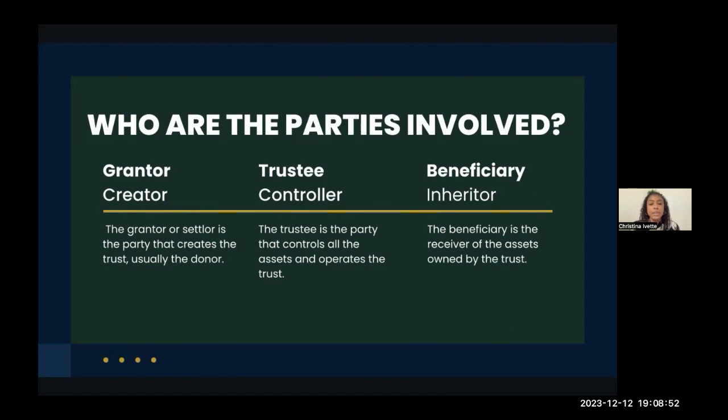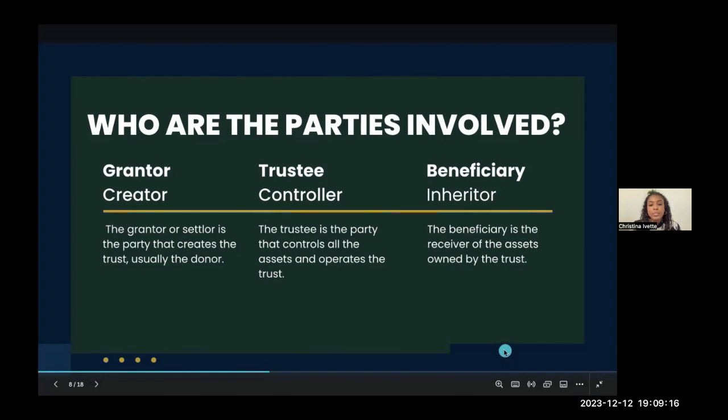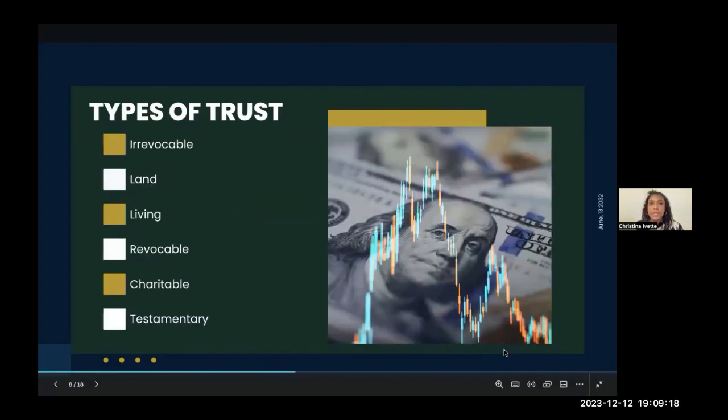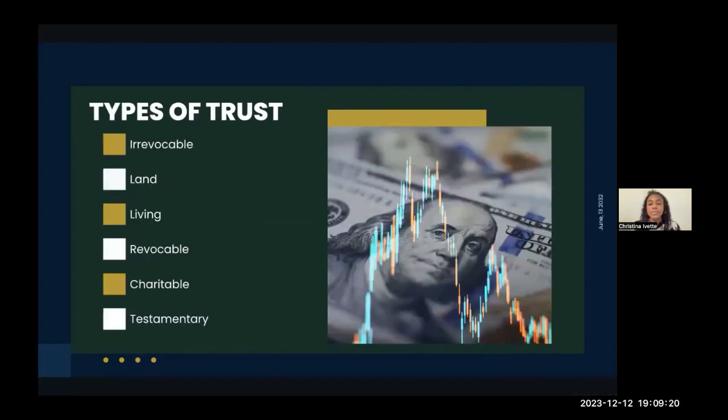So the beneficiaries are the inheritors of the trust. So they are the individuals that, when the trust gets dissolved in the future, are going to receive all of the assets inside of the trust, okay? So their main mission is to understand the trust and understand the powers that the trustee has when they're operating the trust, okay? So once we understand that, we need to know that there's several different types of trust, right?